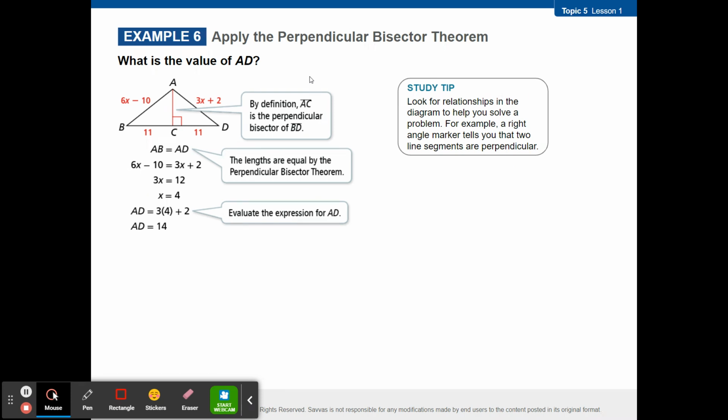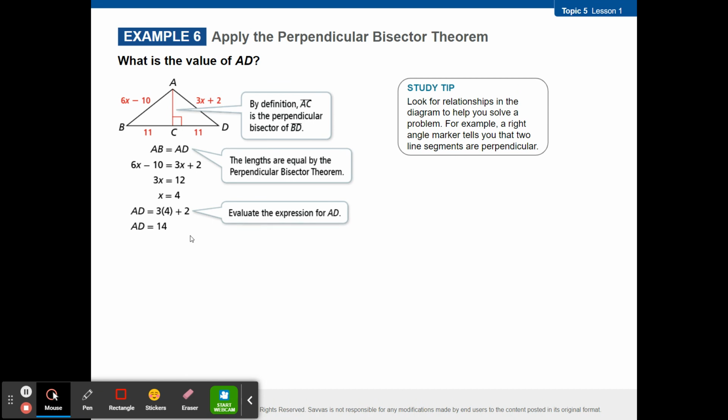So we're going to apply the perpendicular bisector theorem. It says, what is the value of AD? In this case, we have 6x minus 10. We have this perpendicular, and it looks like it's bisecting because each of these are 11, and we have 3x plus 2. Because AC is a perpendicular bisector of BD, we know that these two sides will be equal to each other. And we just proved that, right? So we're going to set those equal. We solve, we get x equals 4. When they ask for a specific side, you need to substitute it into that side. Yes, technically either one will work, but use the second one as your check if you need to. In this case, we're going to have 3 times 4 plus 2, which gives us 14.